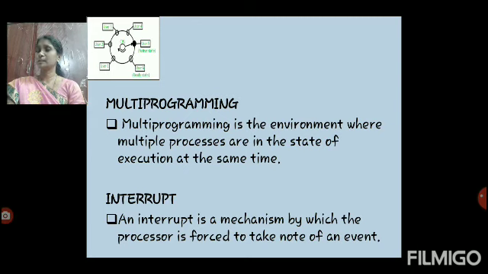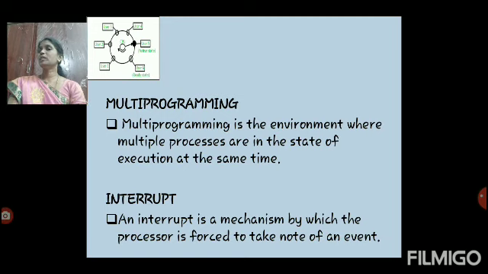Then we see multi-programming. Nowadays we work with a multi-processing environment, multitasking, multi-programming, right? This is a main terminology in operating systems. So what is multi-programming? Multi-programming is the environment where multiple processes are in the state of execution at the same time. More than one process being executed concurrently is called a multi-programming environment.